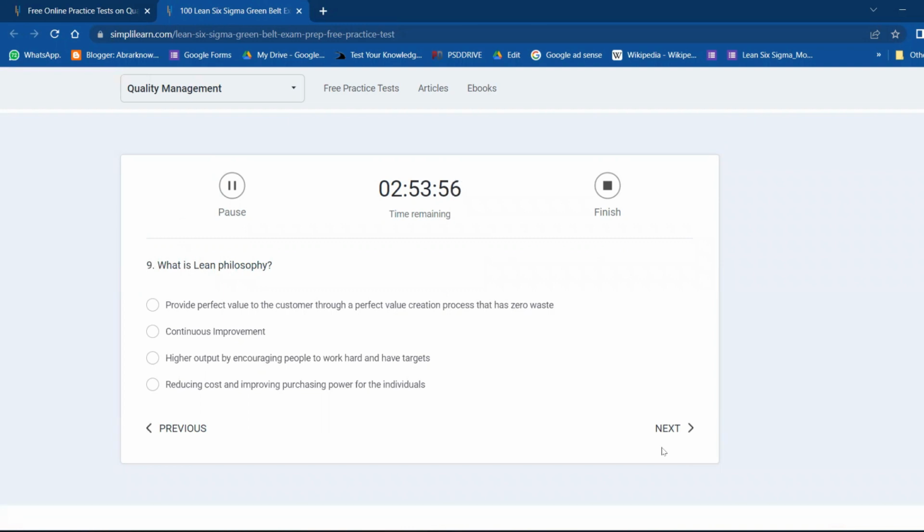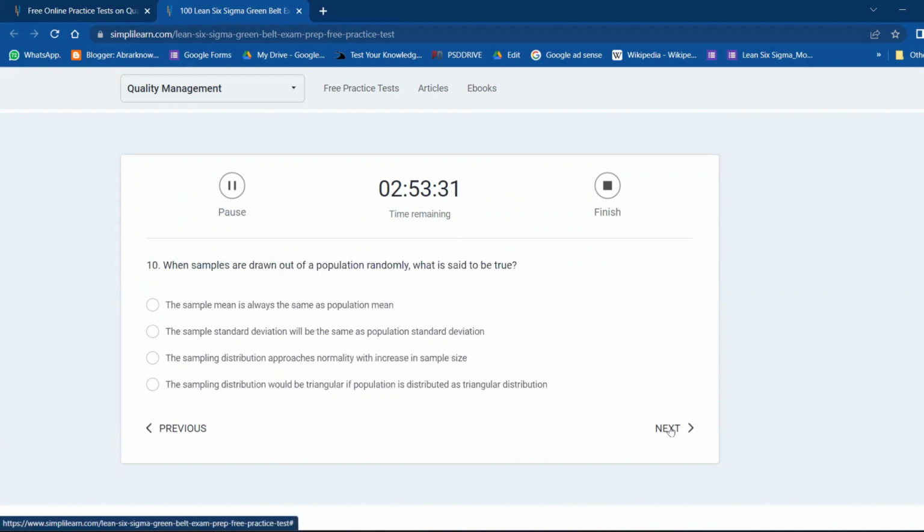What is lean philosophy? Lean philosophy, as you all know, provides the perfect value to the customer through a perfect value creation process that has zero waste. So that is Muda, zero waste, the 7 Muda that you already know, and for the perfect value creation process we can also remember value stream mapping. And let's go to the 10th question.